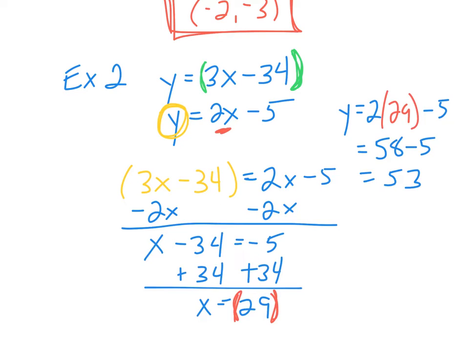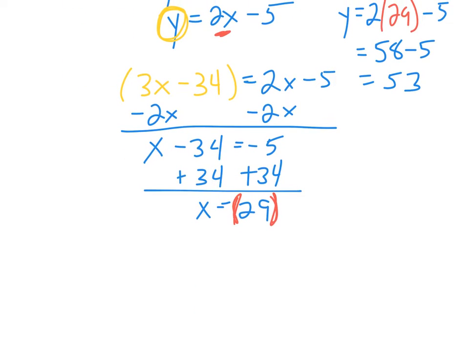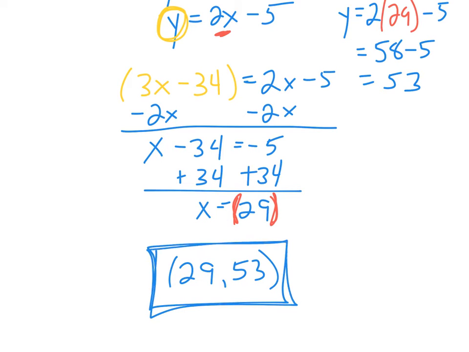Moving my two answers together, I have my x value of 29, I have my y value of 53, and so I have this ordered pair, which is the solution to those two equations.